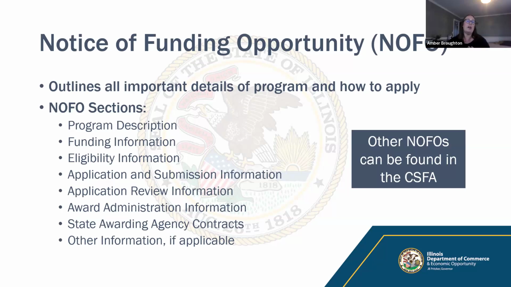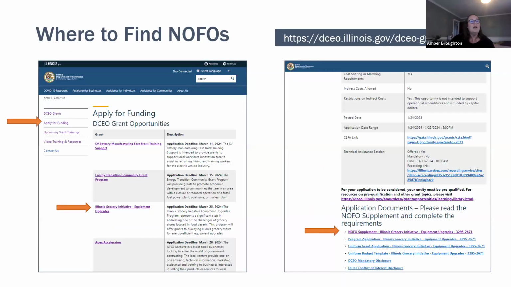And if you're interested in other state of Illinois grants, you can go to the Catalog of State Financial Assistance, or CSFA, and that is where you will find Notice of Funding Opportunities. Here at DCEO, we have all of our NOFOs on our website, so you can go to our website, which we have in the chat, and you go to this first arrow here that says Apply for Funding. You click on that. Then it has a list of all of our current grant opportunities. Click on the one that you are interested in learning more about, and you will find this NOFO page.